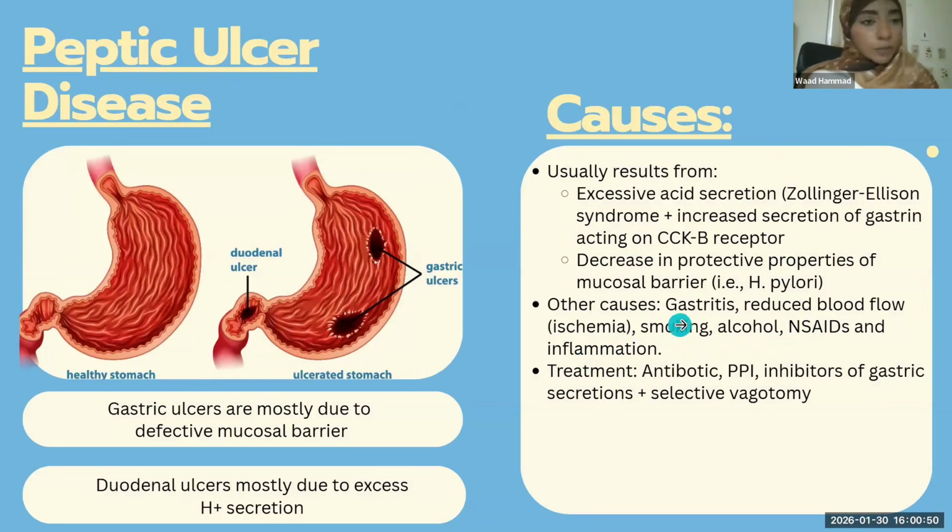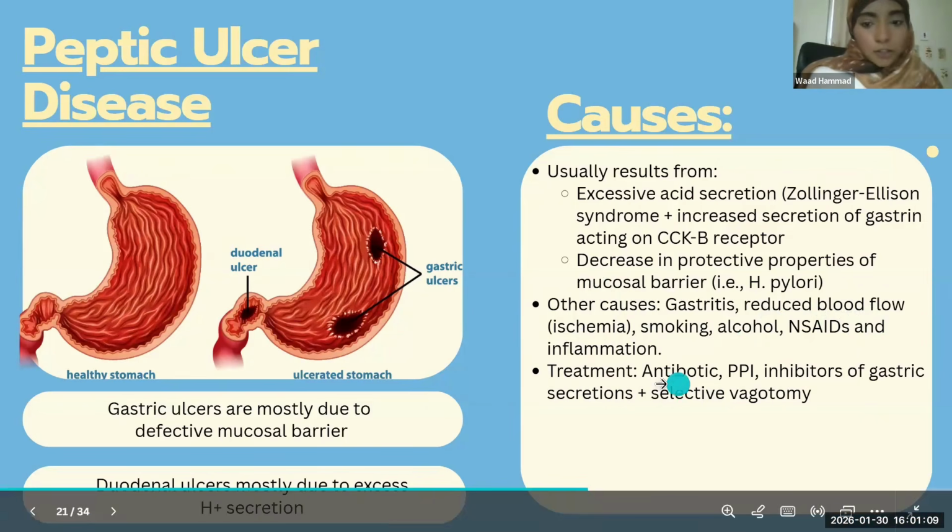And then gastritis basically just means inflammation of our stomach, so same thing. And then reduced blood flow reduces the regenerative capability of our cells so that they're not as healthy as before and they easily become more damaged by pHs that wouldn't normally damage our stomach.